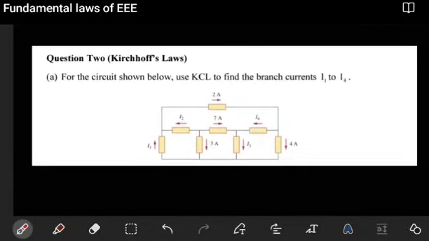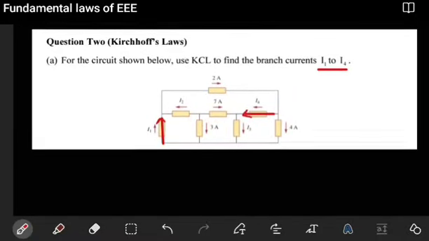For this question, we're being asked to find the branch currents I1 and I4. So let's find them. I1 is the branch current passing through this line, while I4, where is it? I4 is right here, the branch current passing through that line.